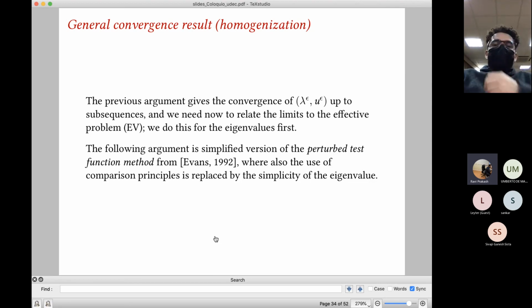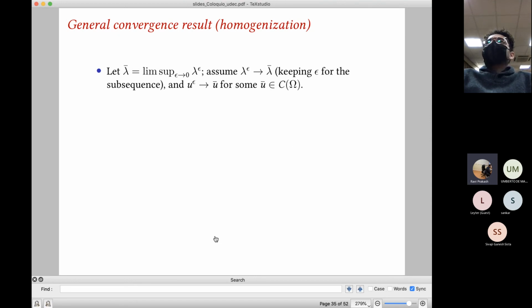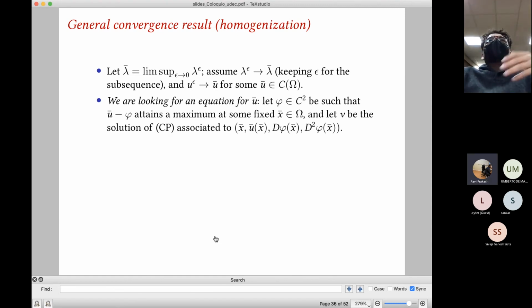Okay, I'm gonna briefly go over this. The ideas behind that proof, which is a simplified version here in the slides, not in the paper, of the perturbed test function method from Evans, from one of the classic papers by Evans. Right? So the idea is that we take the lim sup of lambda epsilon and the limit of the associated eigenfunctions along a subsequence of eigenvalues which converge to that lim sup, and we look for an equation for it. Now, the way to look for an equation for, in this case, bar U is to test in the sense of viscosity solutions.